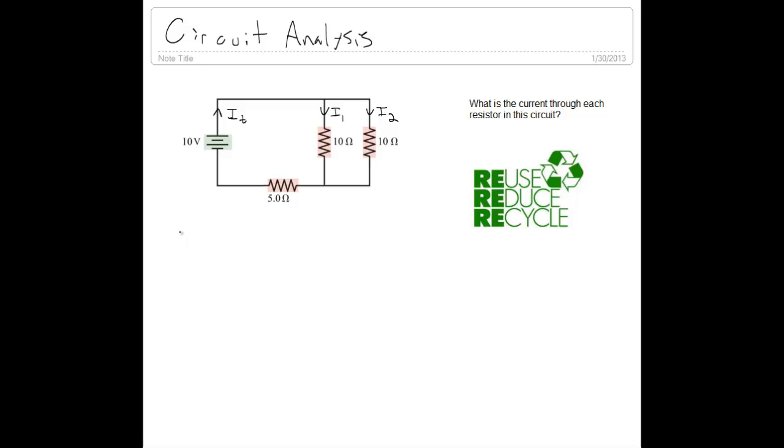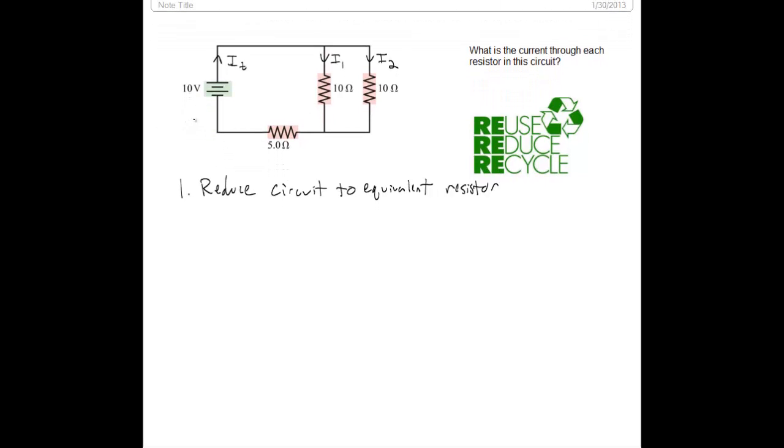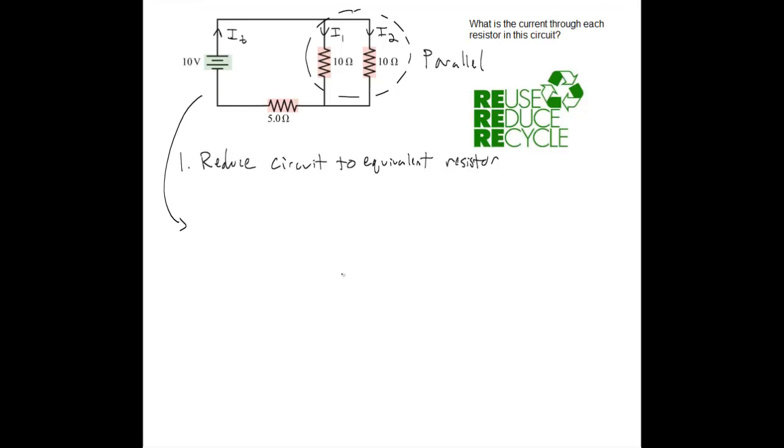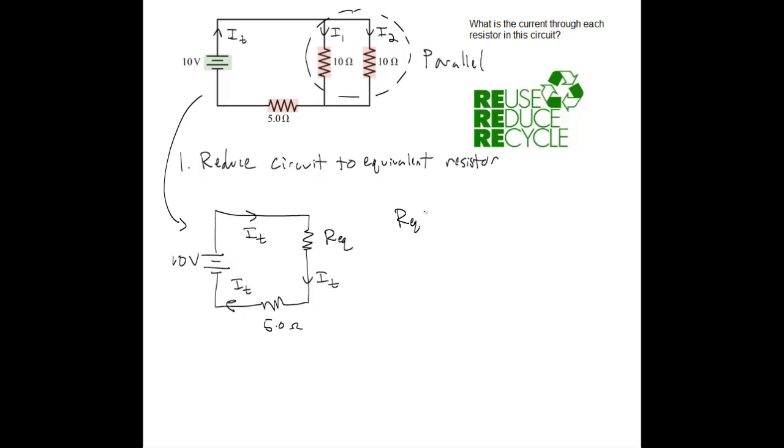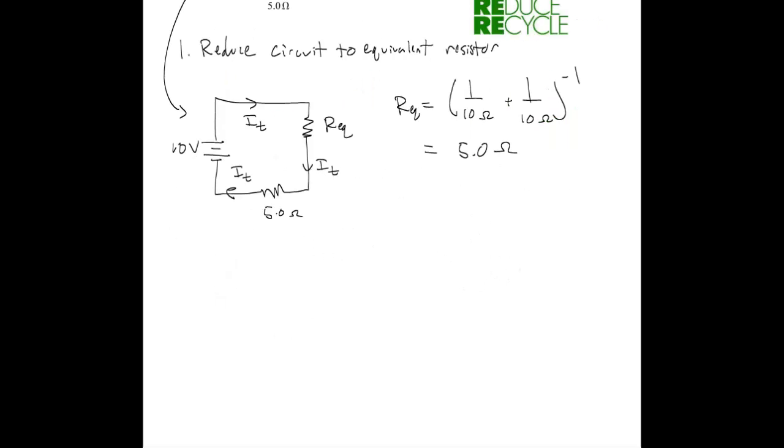If you remember the technique of reduce, reuse, and recycle, the first step is to reduce our circuit to an equivalent resistor. So let's identify a combination here that we can reduce, which are these two. This is a parallel combination, so we can reduce our circuit to one that looks like this. To compute that equivalent resistance, we use the formula for resistors in parallel, which gives us an equivalent resistance of 5 ohms.